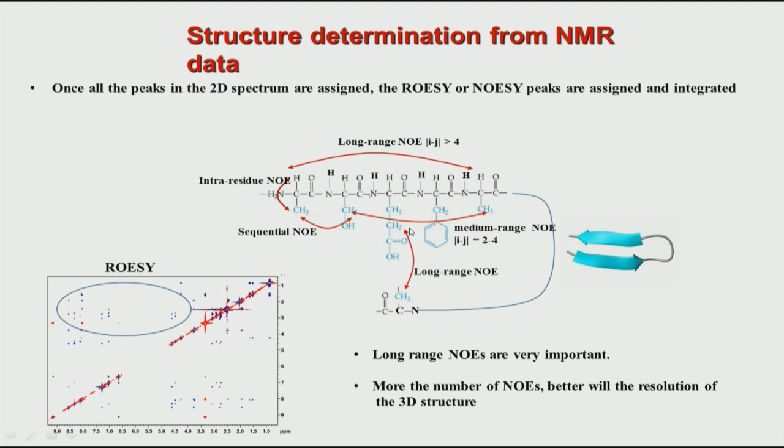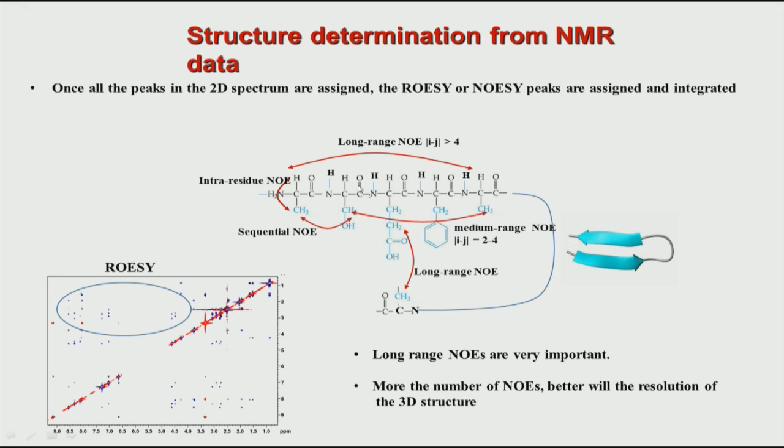Why? Because they are the ones which help you to nail down or to figure out the real geometry or structure of the molecule. The sequential and intra-residue NOEs are definitely also useful, but they are not going to give you much information because the structures of amino acids are anyway known to us. So, a distance between these two will not change much whether it is in an alpha helix or beta sheet, but what will change is the distance between this and a far away residue. So, that distance information comes from long range NOEs and that is useful.